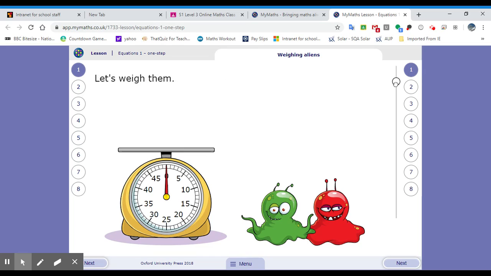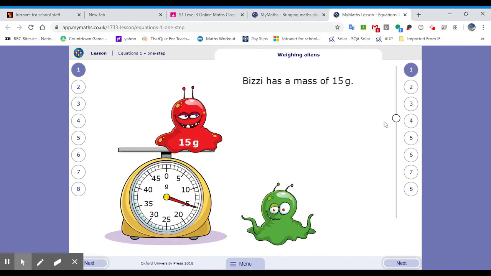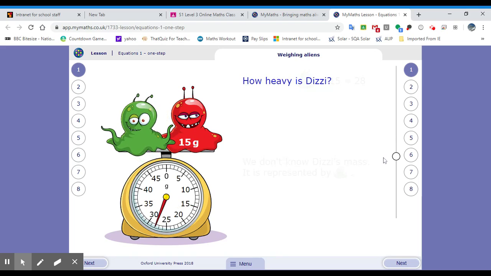So here we go, let's weigh them. So we'll put busy in the scale first, and when they put them in the scale, you'll see the scale changes. So you can see it's at 15. They've put 15 there as well, if you notice. Then it says now let's put dizzy in the scale. So you just keep taking the bar, scrolling it down. How heavy is dizzy? You can try and figure it out yourself.